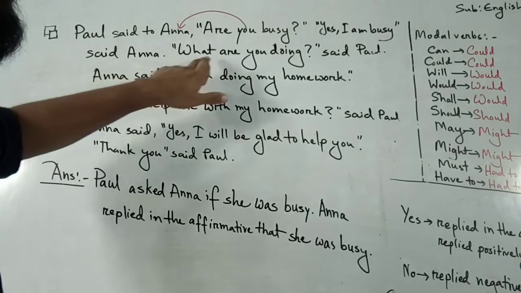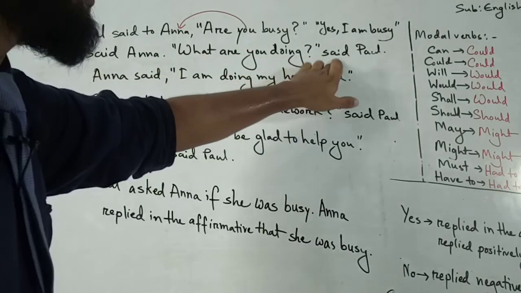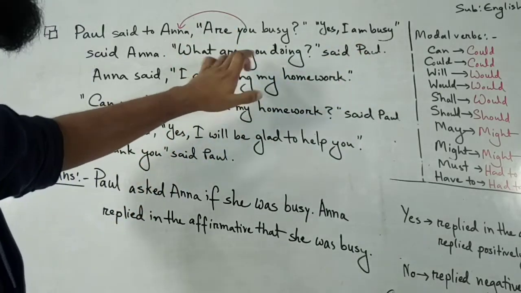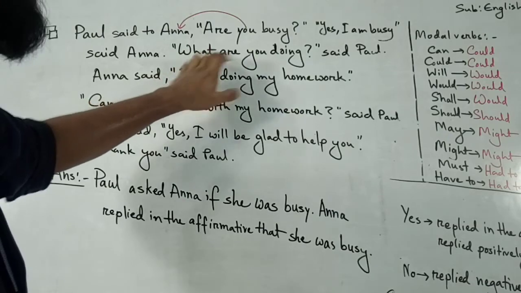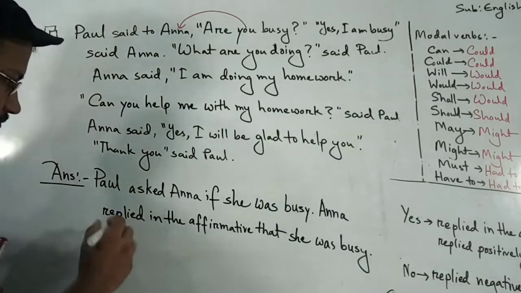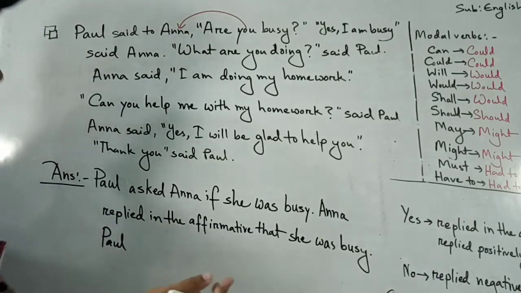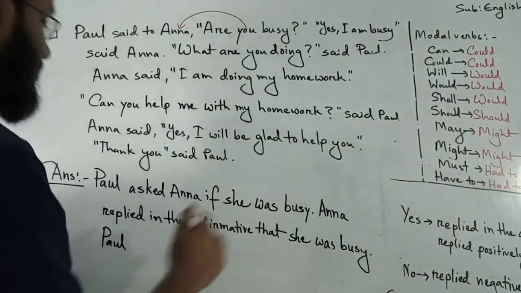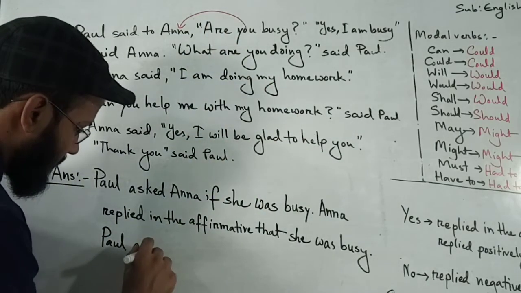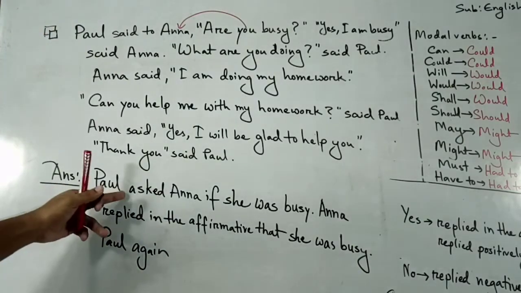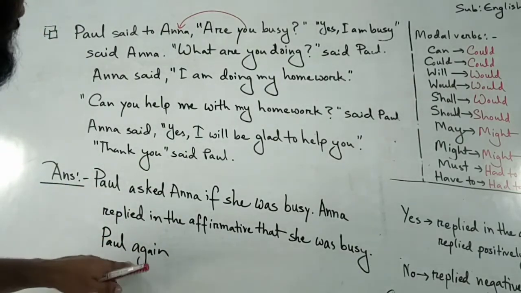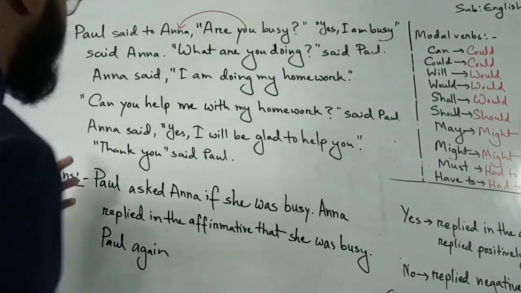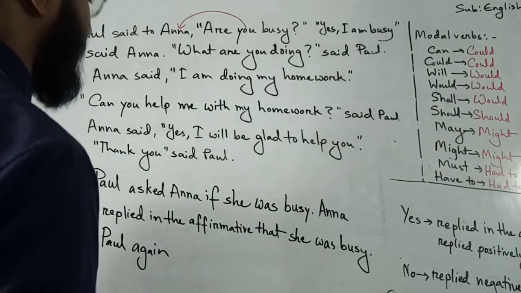Now let's go further. What are you doing? Said Paul. Just like I said, sometimes you might find the speaker sitting behind the speech. So, Paul says, what are you doing? So we're going to write it as Paul asked, or we can say Paul again asked, since he's asking two questions simultaneously. I mean, it would not be a mistake if you just write Paul asked, but it would be wise to add the again, because it makes more sense and it makes your answer more interesting and attractive.